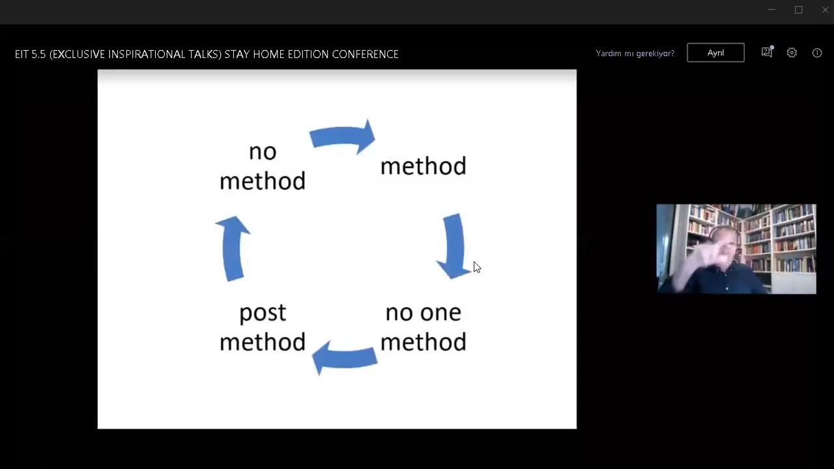So in a sense, we seem to be going around constantly in circles. We start off with methods, and then there's no one method, and then we were in the post-method, and there's no method at all, and then we're back to talking about methods again.